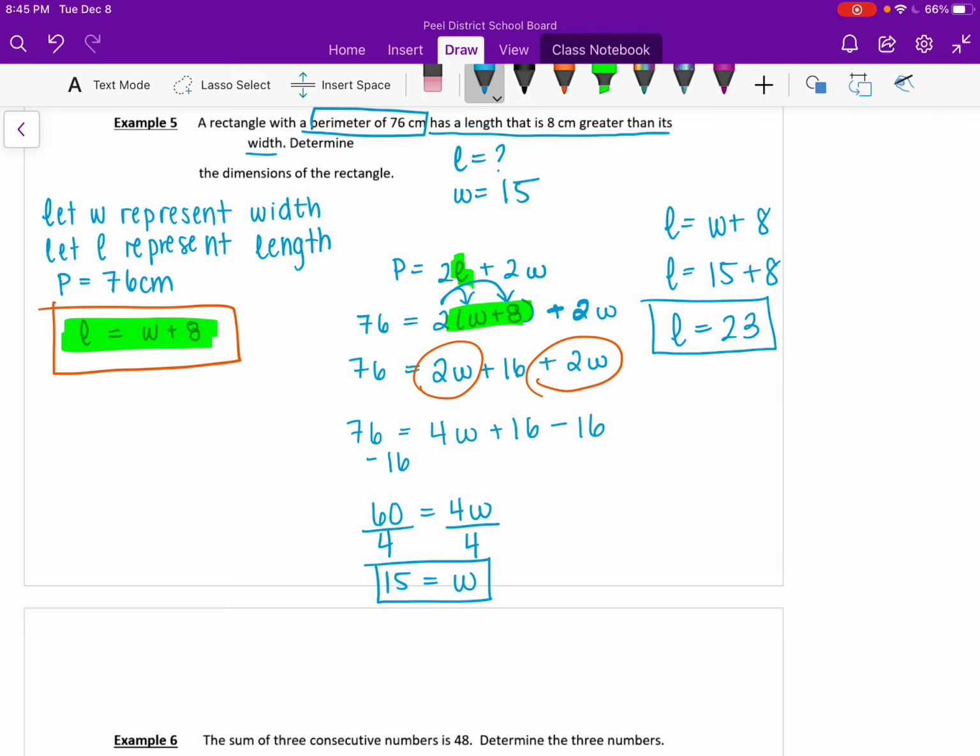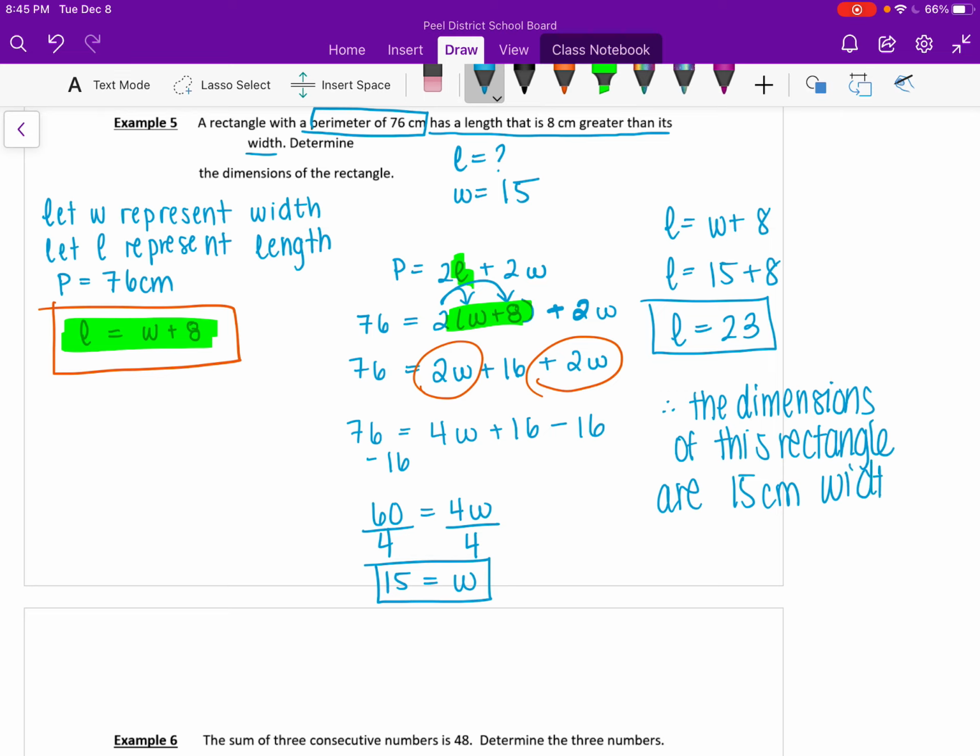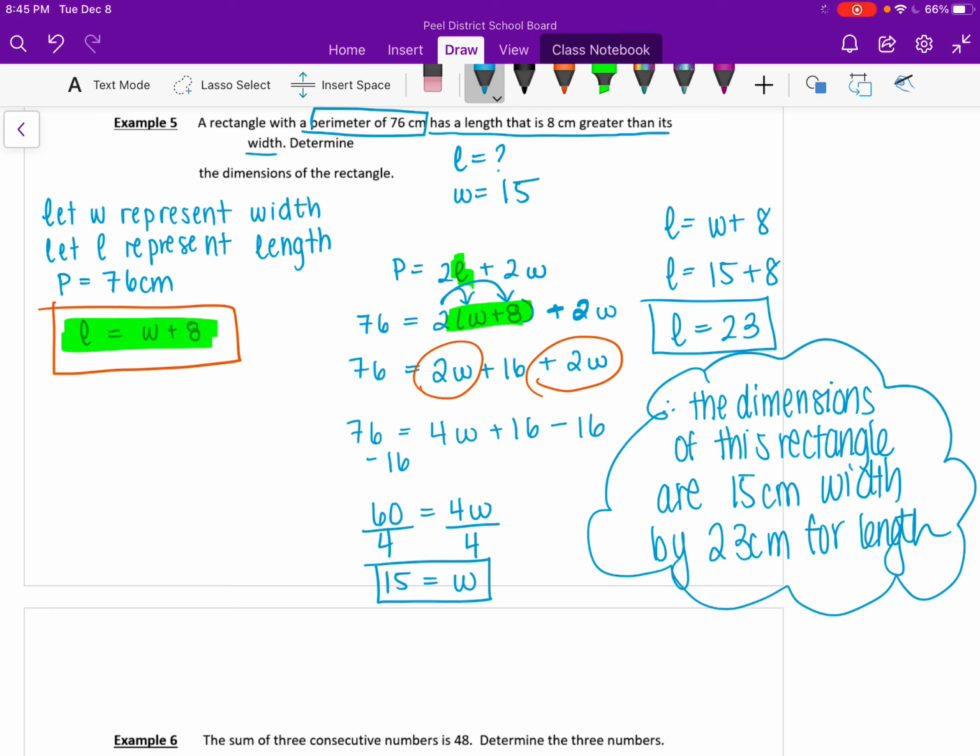And I'm just going to write my therefore statement. Therefore, the dimensions of this rectangle are 15 centimeters width by 23 centimeters for length. And that's the answer to that question. Right? You follow the steps, you made your let statements.